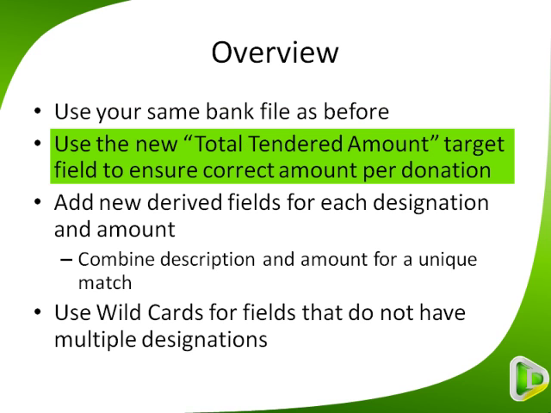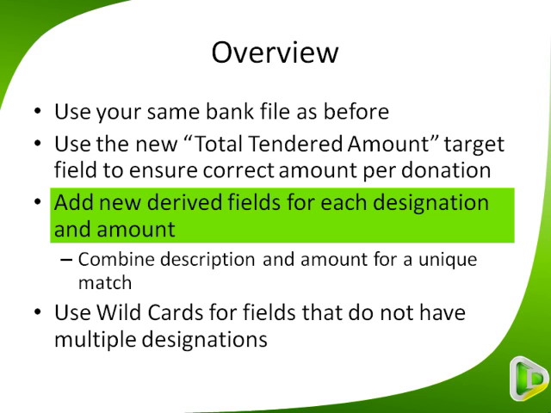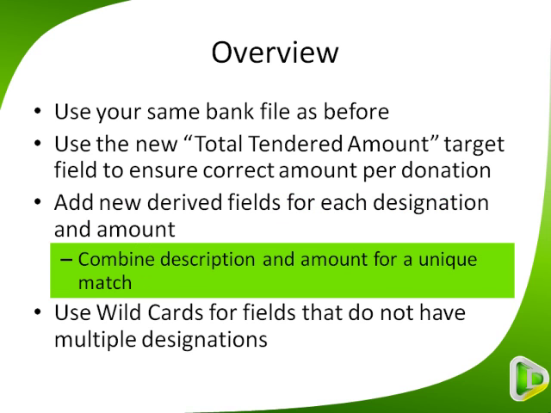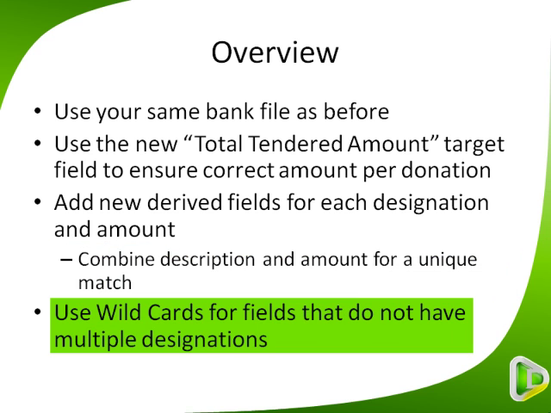There's a new field called Total Tendered Amount. This new target field ensures that the total of the individual designations equals the total amount of the donation. We're going to add some new derived fields for each designation and amount, and to do that we actually need to combine the description or reference code and the amount to create a unique match. We'll use wildcards for fields that do not have multiple designations. You may have not used wildcards before, but we'll need those for any donor that does not give to multiple designations.